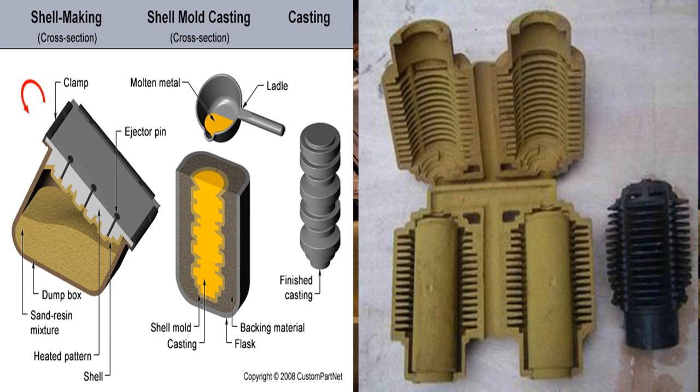Then it's coated with a parting agent such as silicone, followed by a clamp to a box or chamber. This box contains a fine sand mixed with 2.5 to 4% of a thermosetting resin binder that coats the sand particles. Either the box is rotated upside down or the sand mixture is blown over the pattern, allowing it to form a coating.